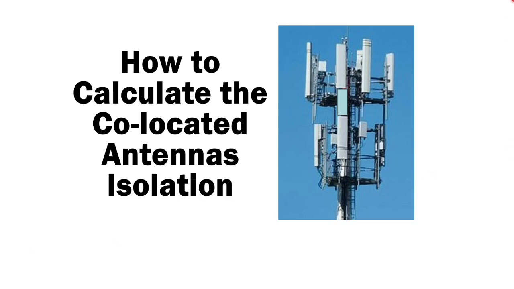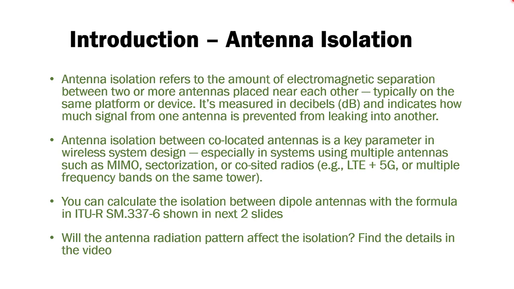Hello, today we are going to discuss how to calculate the collocated antenna isolation. Antenna isolation refers to the amount of electromagnetic separation between two or more antennas that are placed near each other, typically on the same platform or device. It is measured in dB and indicates how much signal from one antenna is prevented from leaking into another.